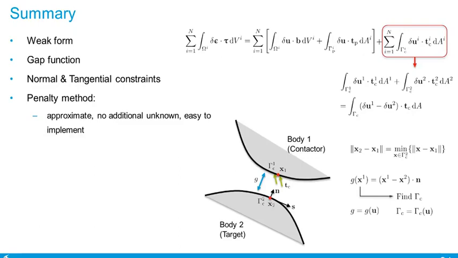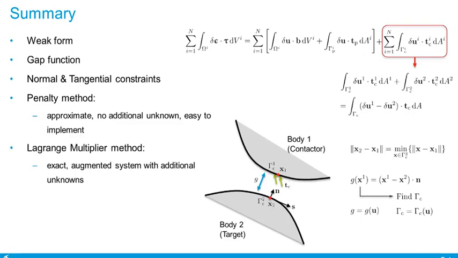Stiffness, it cannot be too small, so then we have excessive overclosure or penetration. It cannot be too big, otherwise we have an ill-conditioned matrix. So this takes a lot of experience to decide what's the best parameter for penalty stiffness. And then we have a Lagrange multiplier method. It's an exact method which enforces the constraint equation strictly, but it's an augmented system with additional unknowns.